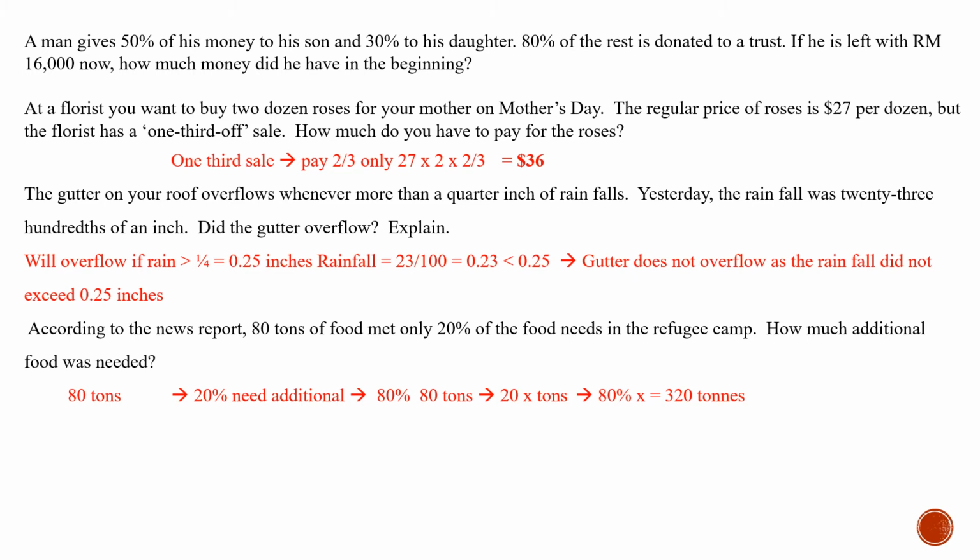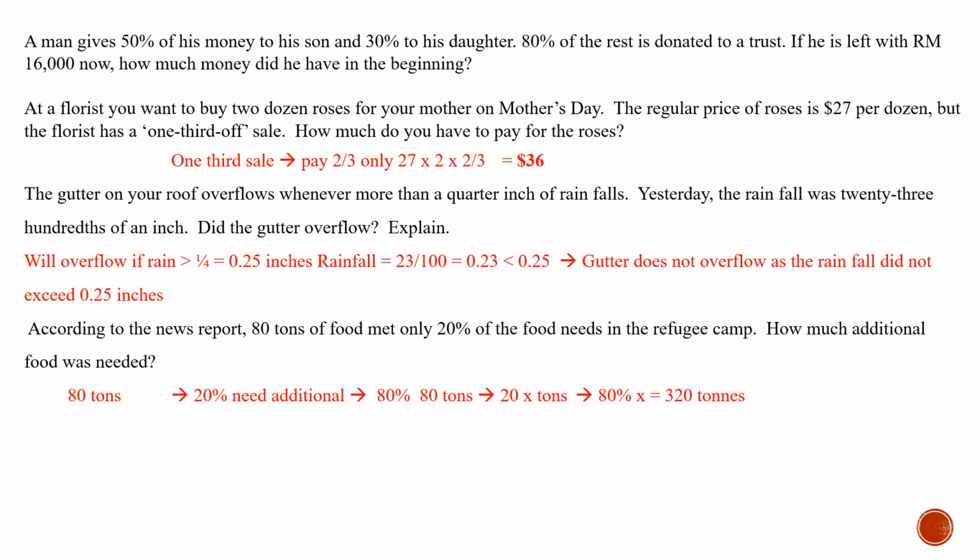At a florist, you want to buy 2 dozen. 2 dozen is how many? 1 dozen is 12, 2 dozen is 24. The regular price of roses is $24 per dozen, but the florist has a 1/3 off sale. 1/3 off means you only pay 2/3. So 2/3, meaning you will pay 27 times 2. Why 27 times 2? 2 dozens, right? Times 2/3, which is 36.